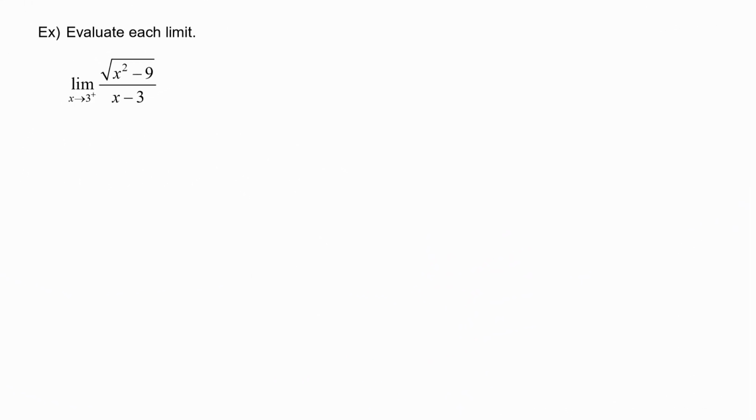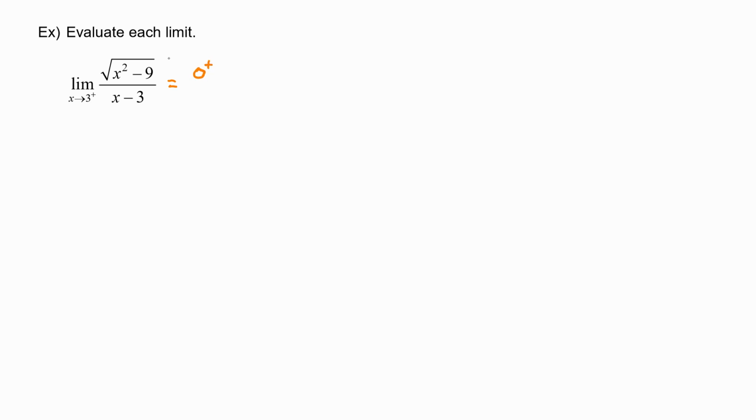In this example, we have to evaluate each limit. Here, we have the limit as x approaches 3 from the right of the square root of the quantity x squared minus 9 over the quantity x minus 3. The first thing we always try is plugging in the limit value. If we put 3 coming from the right into the numerator, then we would get 9 coming from the right minus 9, which is going to be 0 from the right.